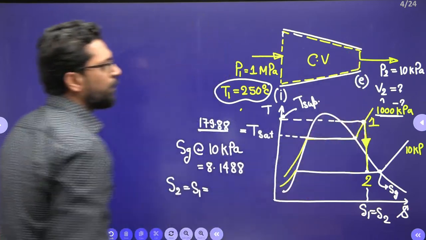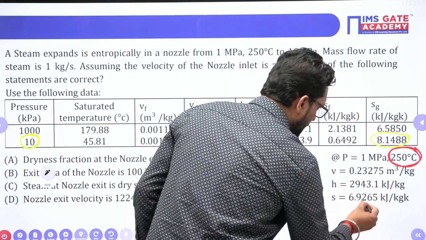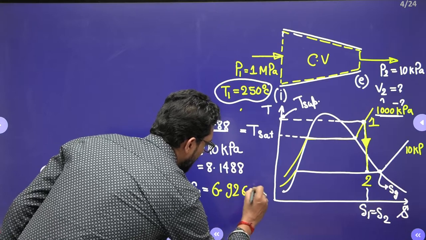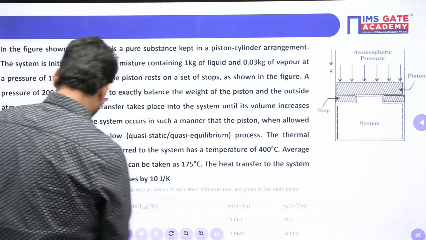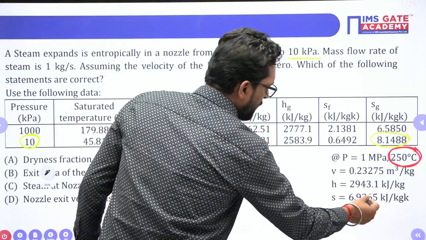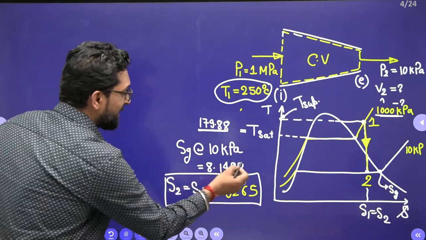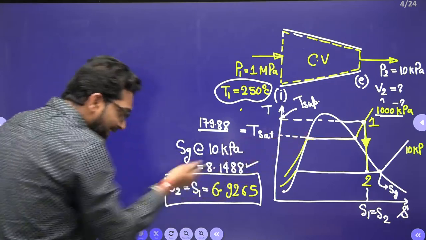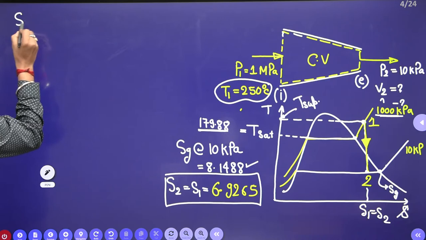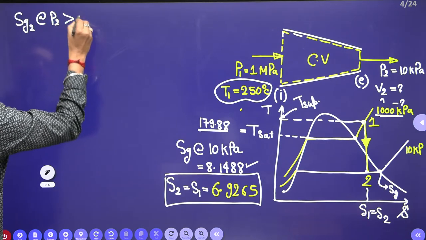And one point is in superheated. So at 1000 kilopascal, what is the superheated entropy? This is 6.9265, okay, no problem at all. So see, beta, this entropy is less than this entropy. That means the 2 point will be less than the SG point. So it must be at this. That means SG2 at pressure P2 is greater than S1, which is equal to S2.